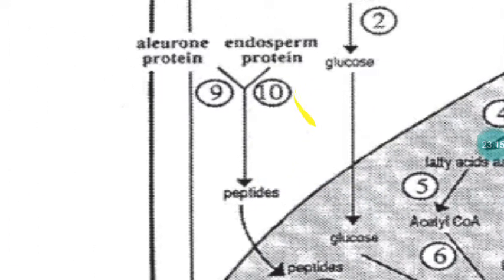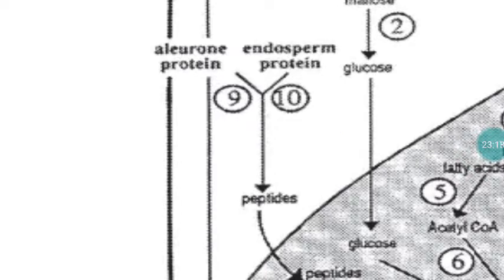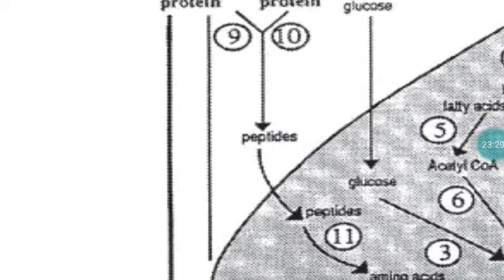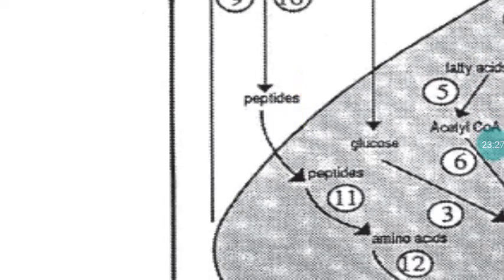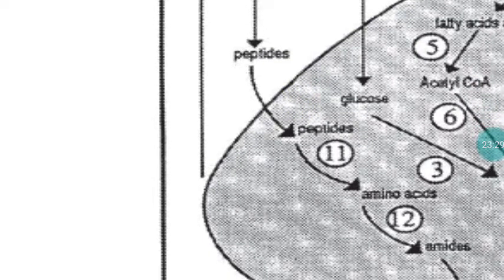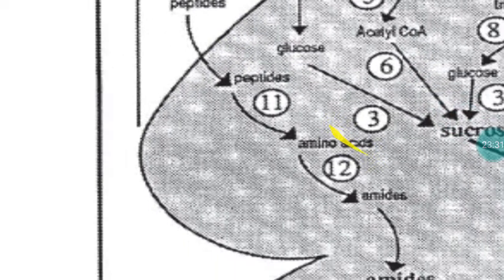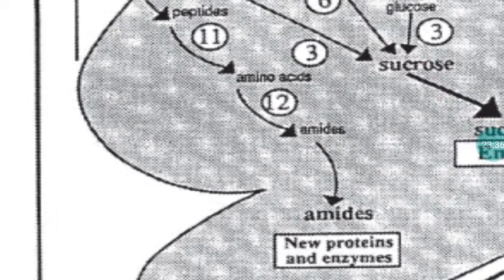With reference to protein, the protein is made of polypeptide molecules. So the polypeptides are broken into peptides with the help of the peptidase enzyme. Again, the peptidase will break the peptides into amino acids. Again, the amino acids are broken into amides, and then the amides will be used for construction of newer protein molecules as well as enzymes, because the protein is going to give the body building functions.